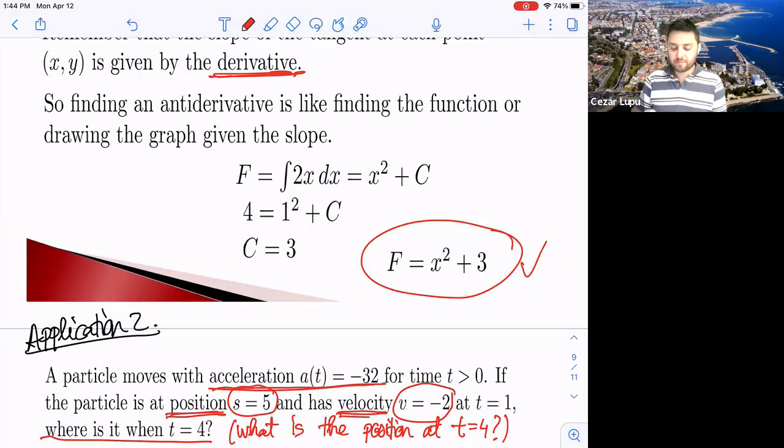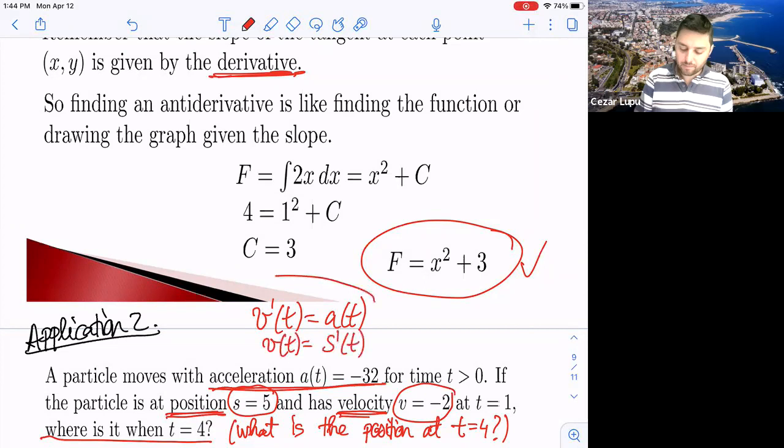What did we say? That the derivative of the velocity is nothing else than the acceleration, right? Remember? And also the velocity is nothing else than just the derivative of the position. That's what we knew so far.